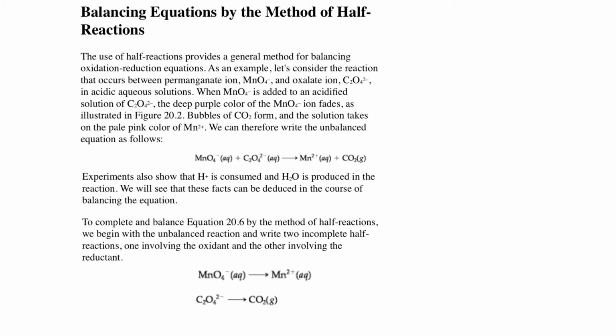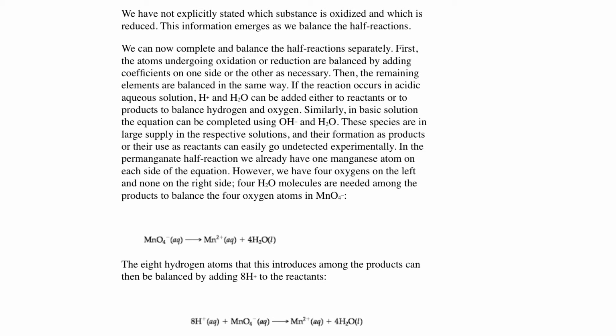Permanganate yielding manganese, and oxalate yielding carbon dioxide. We have not explicitly stated which substance is oxidized and which is reduced. This information emerges as we balance the half reactions. We can now complete and balance the half reactions separately. First, the atoms undergoing oxidation and reduction are balanced by adding coefficients on one side or the other as necessary. Then the remaining elements are balanced in the same way.